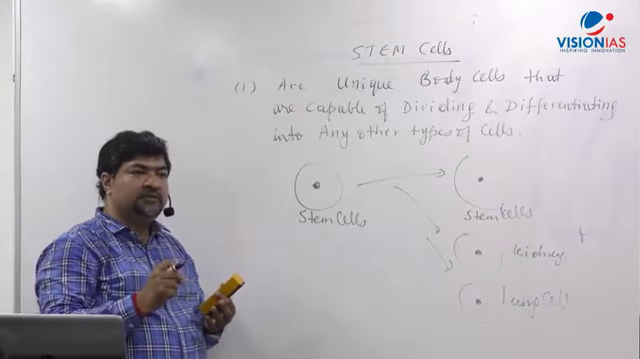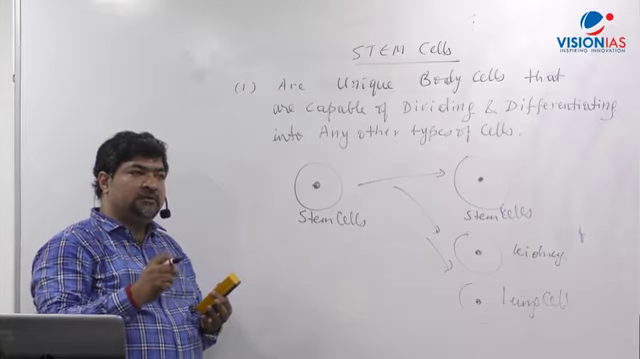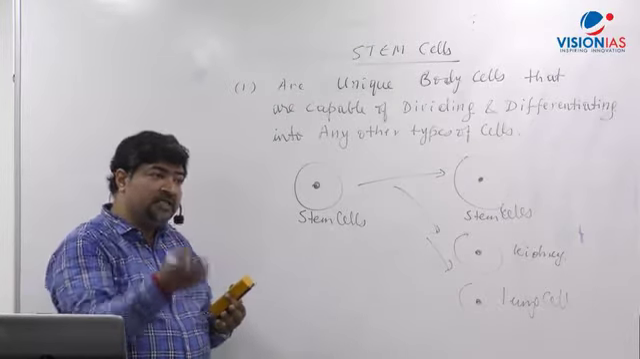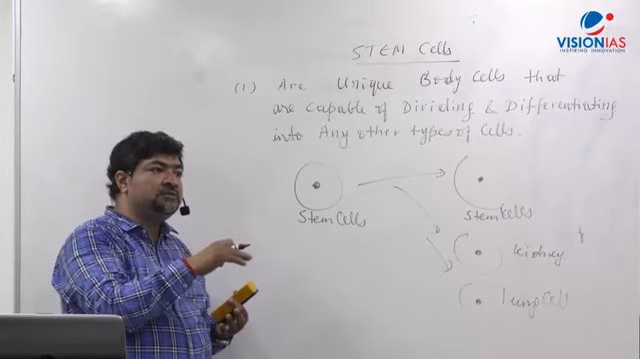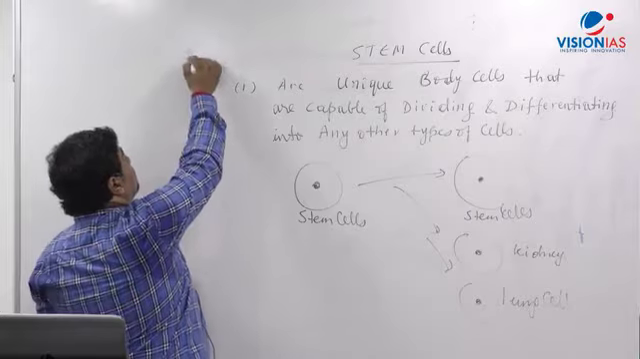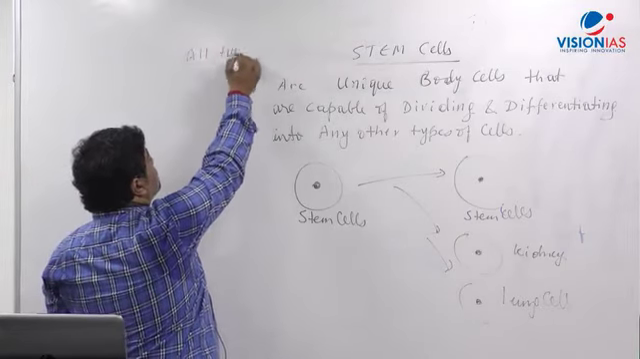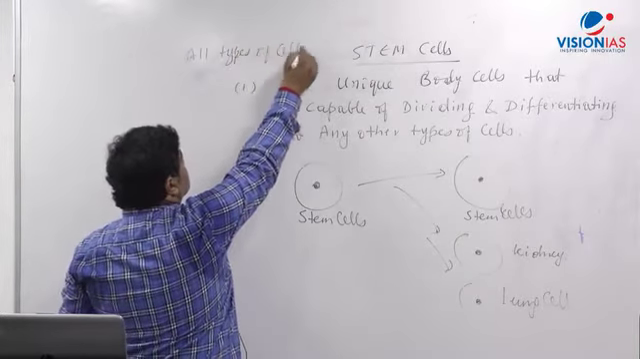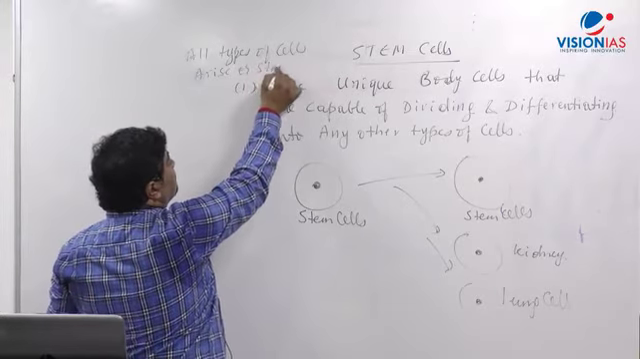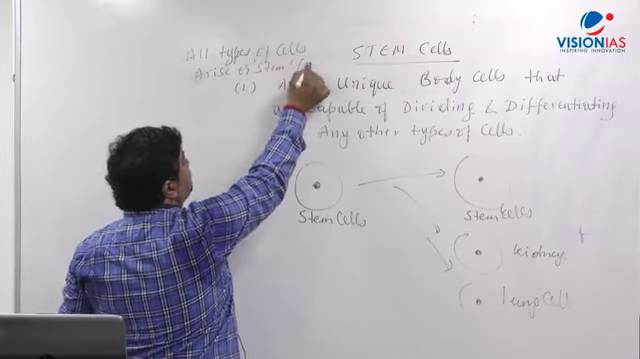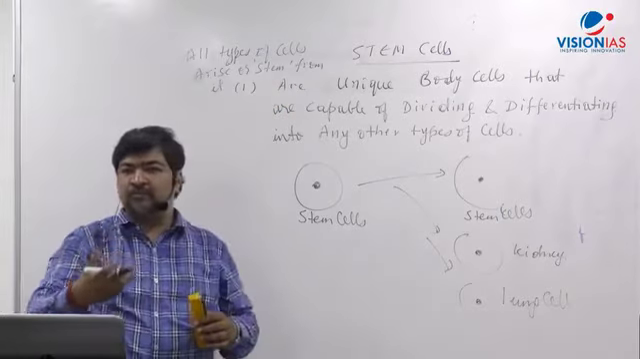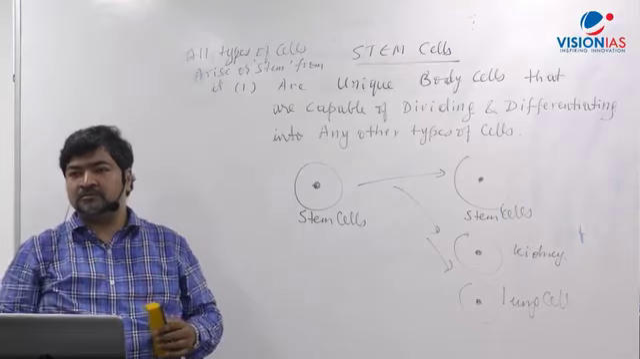So we can say, since other types of body cells stem from them, arise from them, they are named as stem cells. So in a simple word, we can say all types of cells arise or stem from them. That's why the name stem has come. That's why called stem cells.